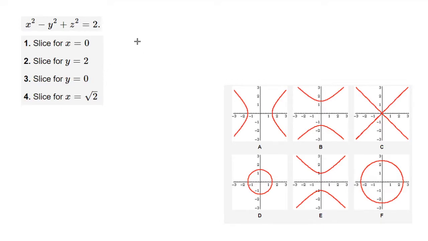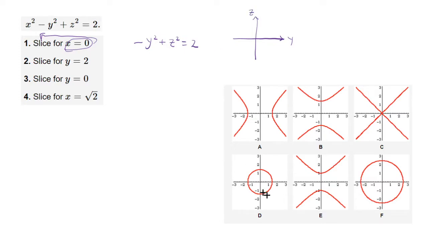So this is about slices, and you start plugging into the original equation to see what equation you get. Suppose you have x equal to 0, you get negative y squared plus z squared equals 2. And so the question is, how do you draw this on the yz plane?